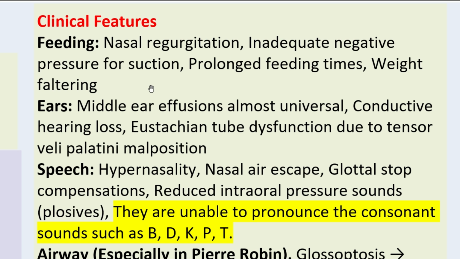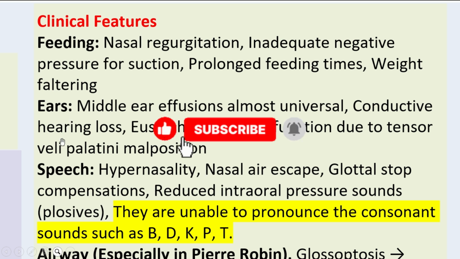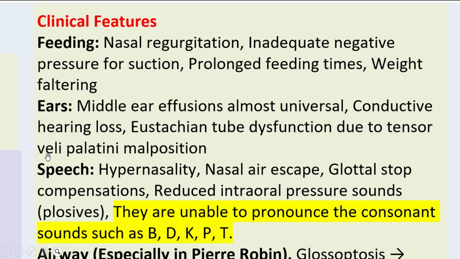Then you have in the ears, remember the ear communicates with the nasopharynx through the eustachian tube to balance out the pressure. So what happens is that we have middle ear effusions. This is almost universal. And we have conductive hearing loss and eustachian tube dysfunction. So we have this muscle called the tensor veli palatini, and it's important in the opening and closing of the eustachian tube in the oropharynx.